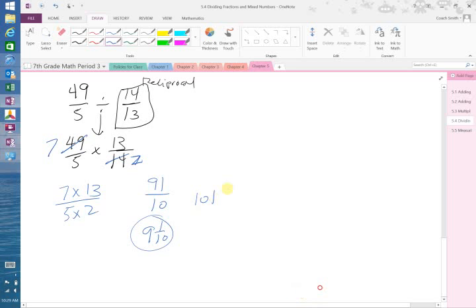How did I get that? 90, remainder 1, take that 1, put it over the 10. So 9 1/10 is the answer. We said that 1 goes into 9 times, so our answer needed to be close to 9. Obviously, that is close to 9. Okay?